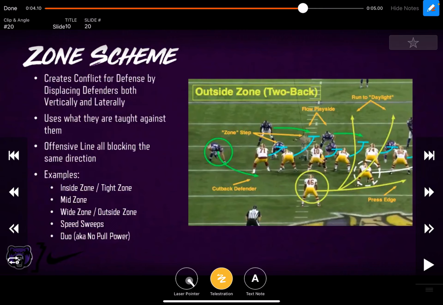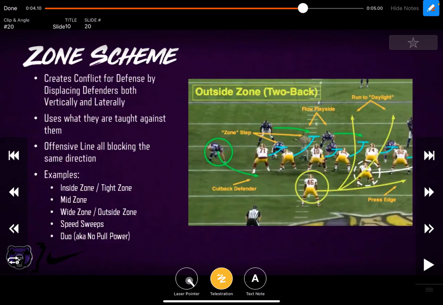And then there's also speed sweeps, where you're just handing the ball off or tossing the ball to this guy, and he's running hard for the outside, but still everybody's running in that direction to block. We'll see an example of that later. Not blocking it that way, but we'll see a sweep.